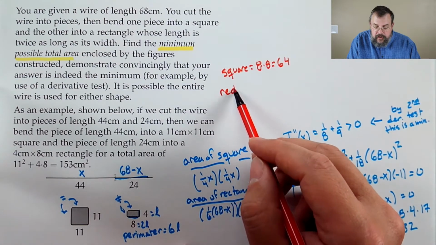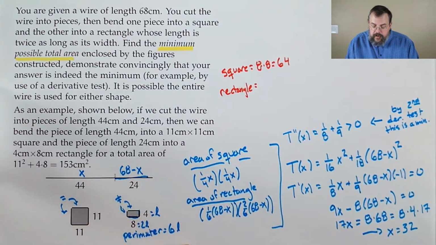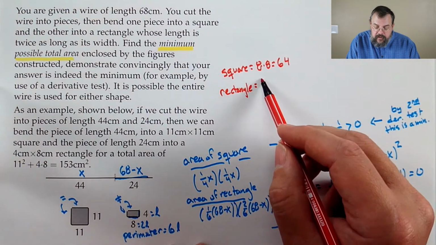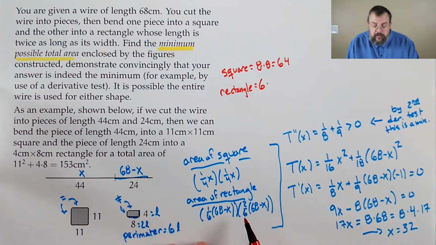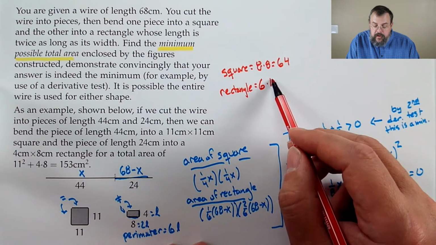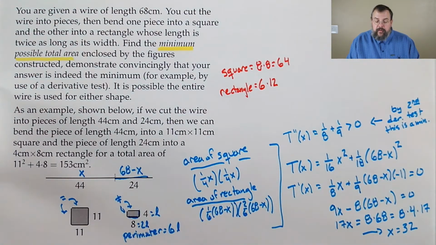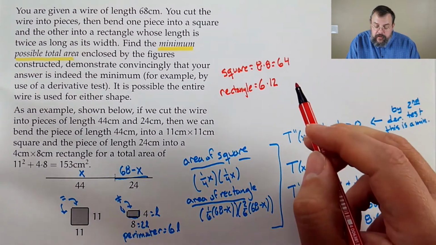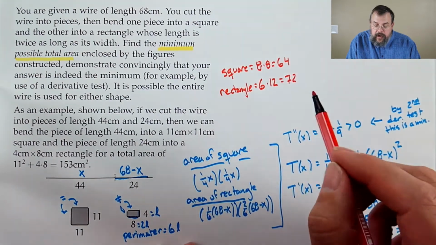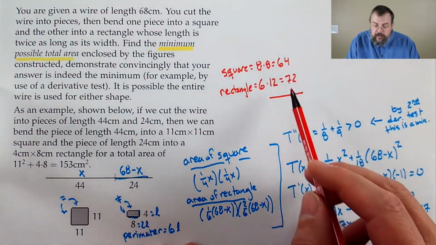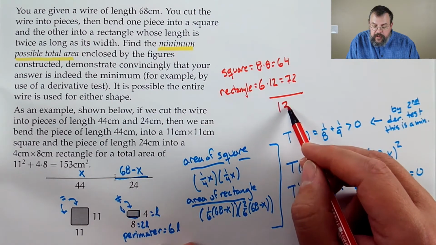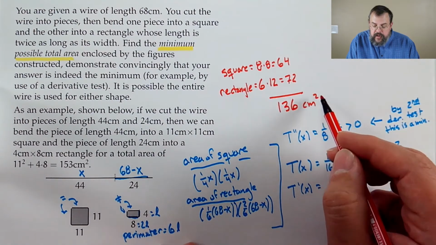Our rectangle, well, we're going to take 68, subtract 32, and you get 36. 36 divided by 6 is 6. So it's going to be a 6. And then here, it's twice as big, so it's 6 times 12. So there we go. That's going to be the size of that. All right. Well, 6 times 12 is what? It's 72. And if we add those up, we end up with 64 plus 72 is 136. And we can even put it together: 136 centimeters squared.